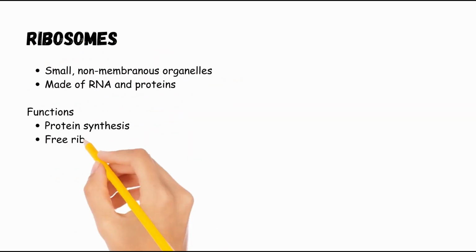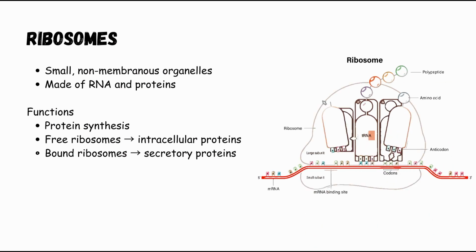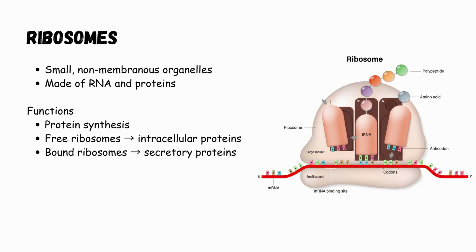Ribosomes are small, non-membranous organelles composed of RNA and proteins. They are the sites of protein synthesis. Free ribosomes synthesize proteins used within the cell, while ribosomes attached to rough ER synthesize proteins meant for secretion or transport. Without ribosomes, the cell would not be able to produce essential proteins.